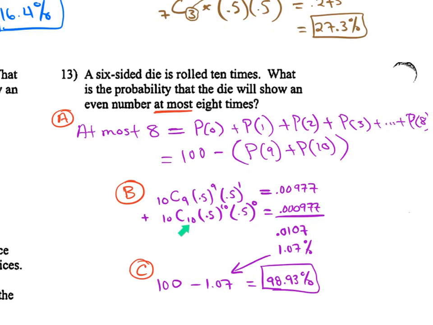And we find the probability of it happening 10 times, so that's 10C10 times 0.5 to the 10th times 0.5 to the 0. And we get 0.000977. And we add these two together and we get 0.0107, which is 1.07%. So that's 1.07% of happening more than 8 times. So the probability of it happening at most 8 times would be 100% minus the 1.07. And we get a final answer here of 98.93%.